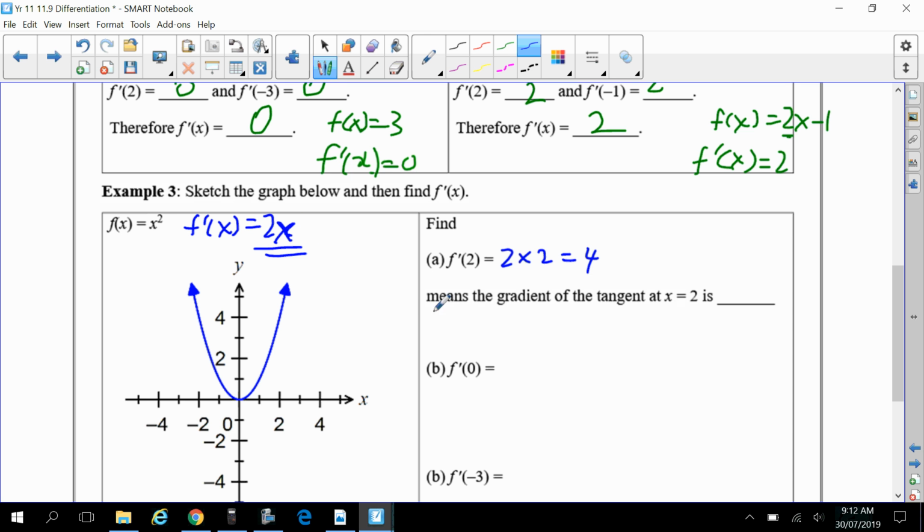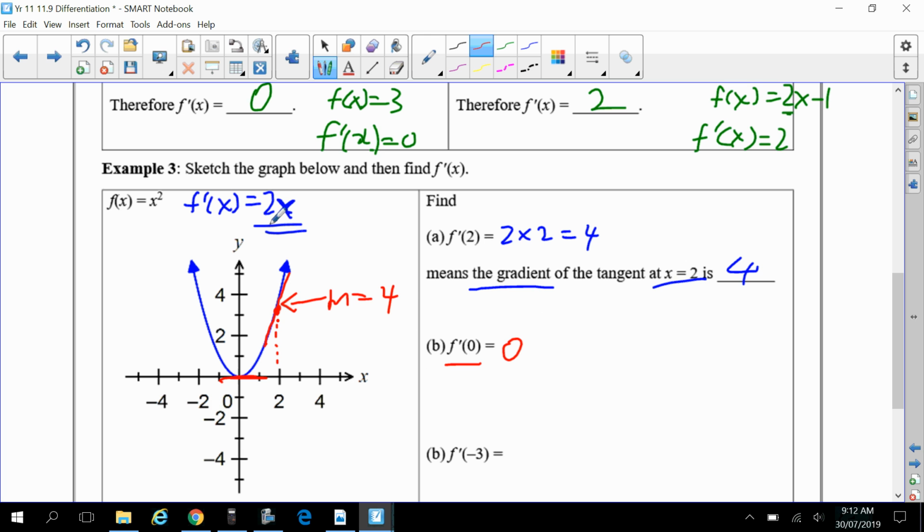Pretty easy. So this means that the gradient of the tangent at x equal to 2 is 4. So if I draw the tangent at 2, that gradient is exactly 4. That's what that means. How do I find this one? f dash of 0. What's f dash of 0? 0. Why? Because the gradient of the tangent is 0. Straightforward. Or you can use that formula. Both give you the same answer.